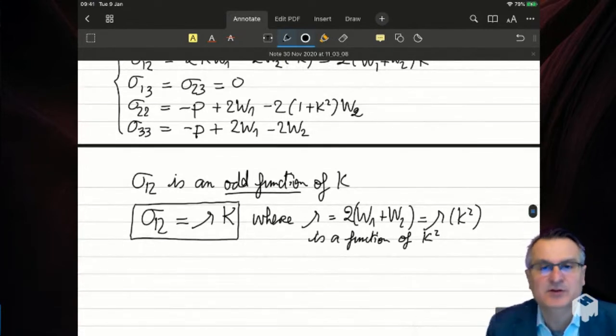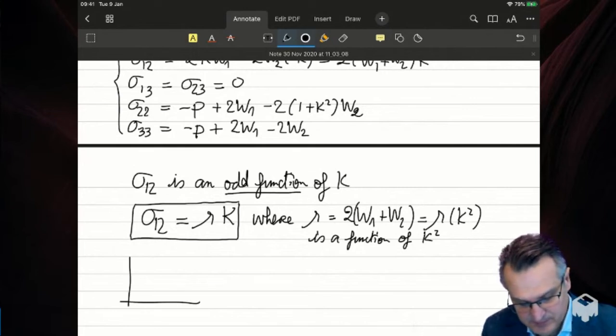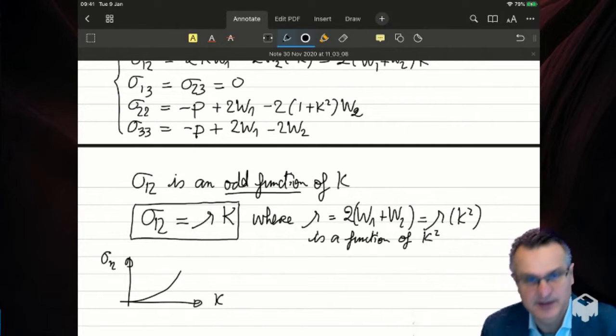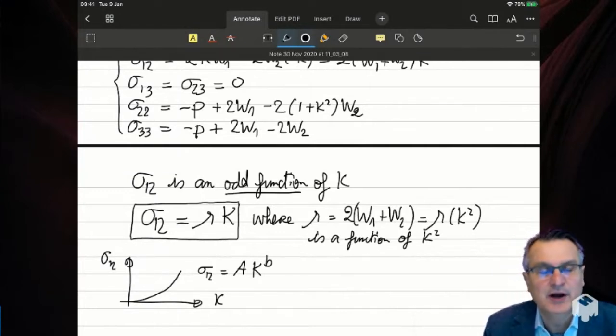And so it means that doing the curve fitting, I've seen that in the literature. For instance, people have something like that, sigma 1,2 versus k, and they say, oh, well, it's not linear, so we're going to say sigma 1,2 is something like k to the power b. And I'm going to adjust my b to get to the nice power law. But unless b is an odd integer, and that's not the case in the fitting, right? Or people come up with a number like 1.3 or whatever, then you cannot write this because it's not an odd function of k.